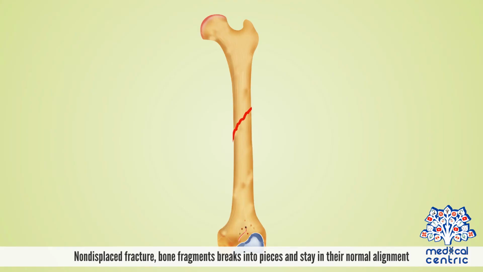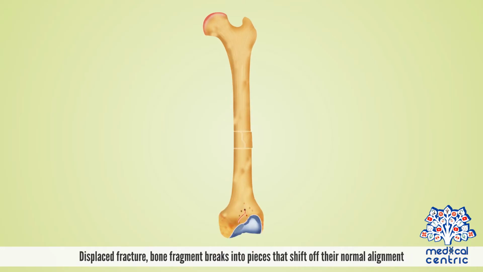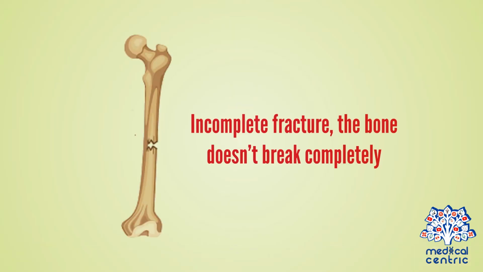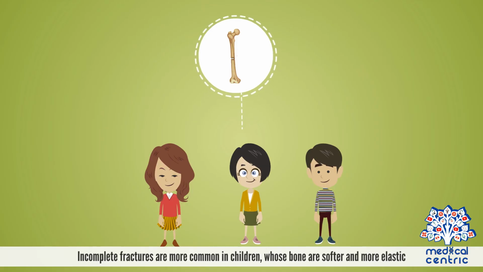Non-displaced fracture. Bone fragments break into pieces and stay in their normal alignment. Displaced fracture. Bone fragment breaks into pieces that shift off their normal alignment. Incomplete fracture. The bone doesn't break completely. Incomplete fractures are more common in children whose bones are softer and more elastic.